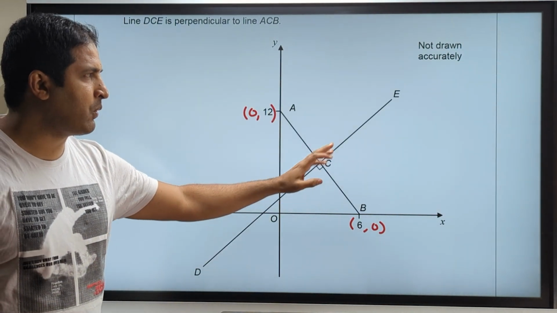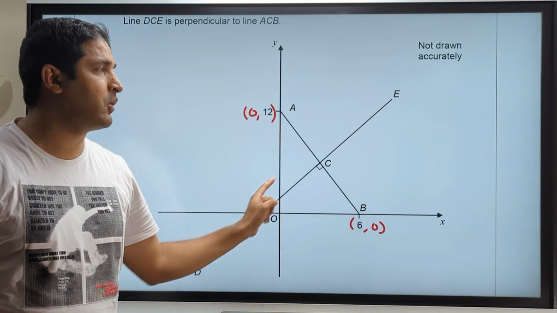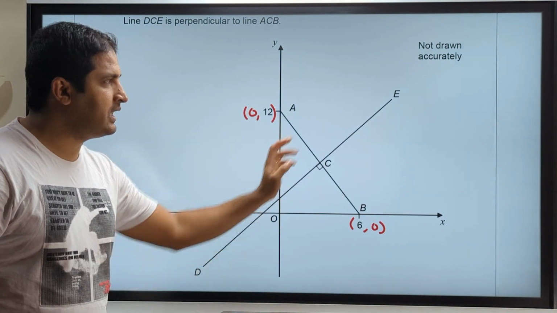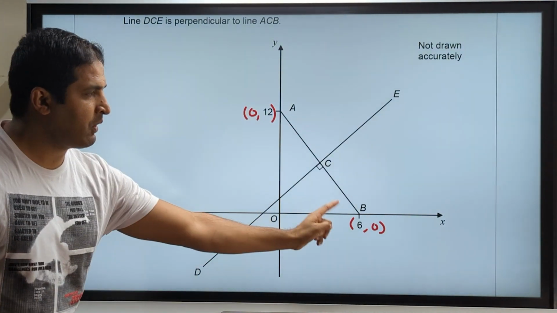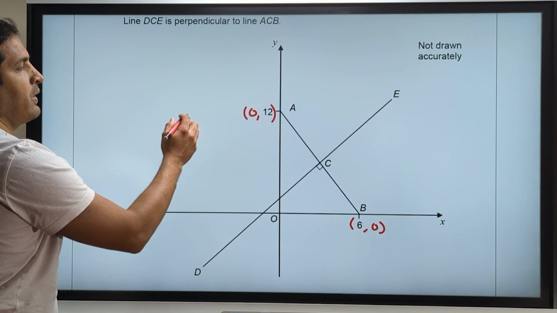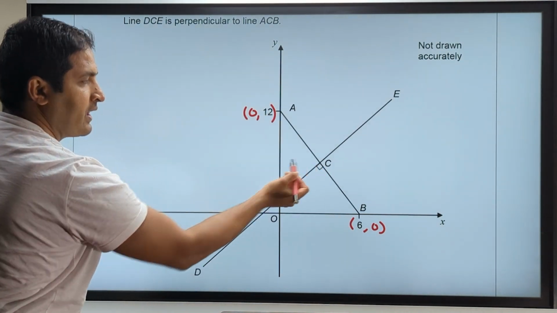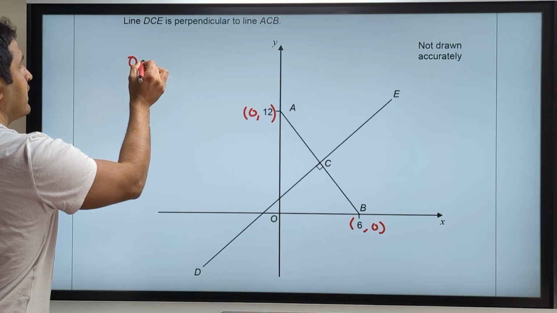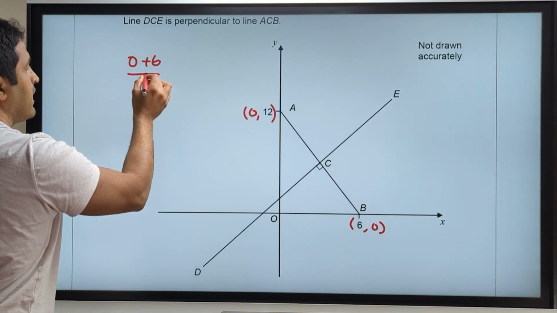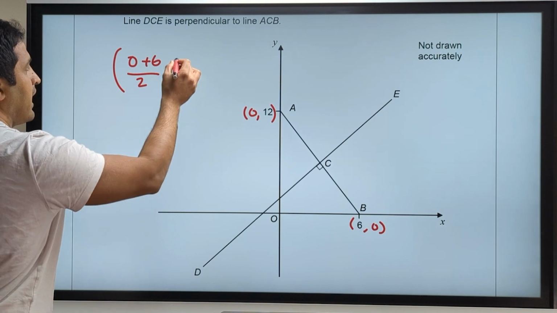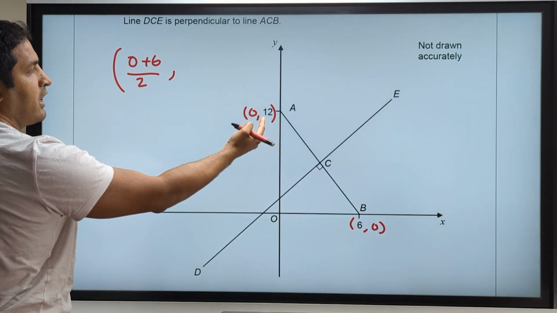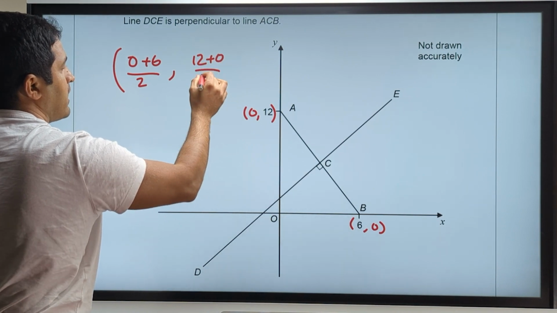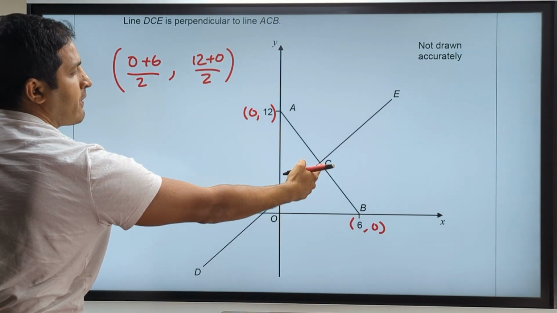But that's really important. We need to know the gradient, and we need to know at least one point on the line CDE or DCE. So first let's work with that. Work out the midpoint. If you want to work out the midpoint of AB, that's what C is. We add the x coordinates together, so 0 and 6, and then divide by 2. That gives you the x coordinate of the midpoint. And then you add the y coordinates together, which is 12 add 0, and then divide by 2. That gives you the y value of C.